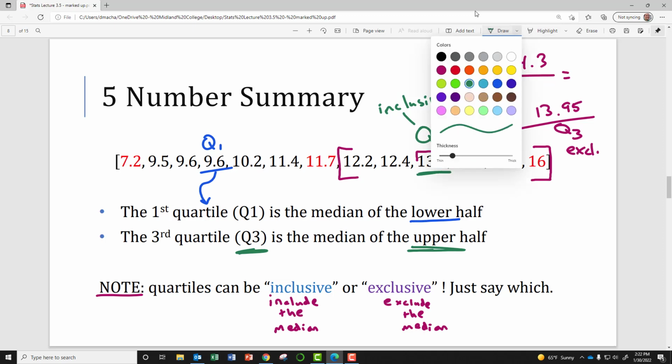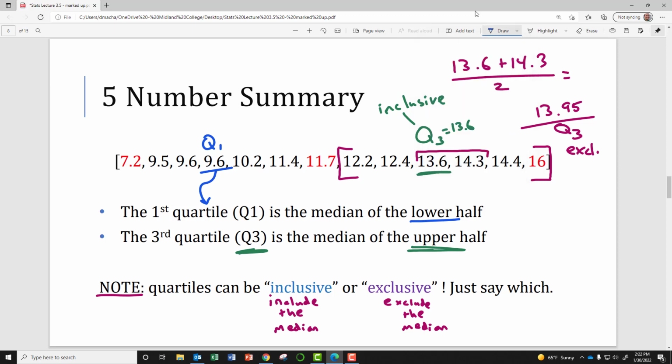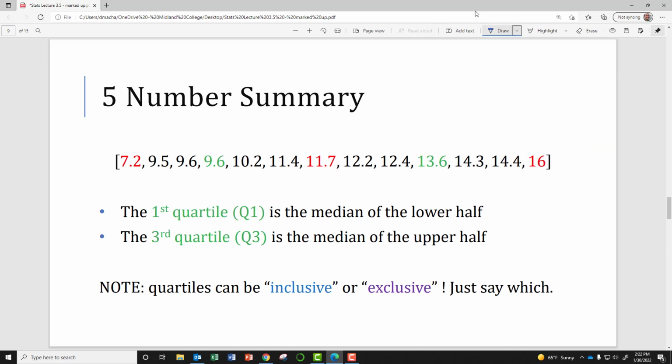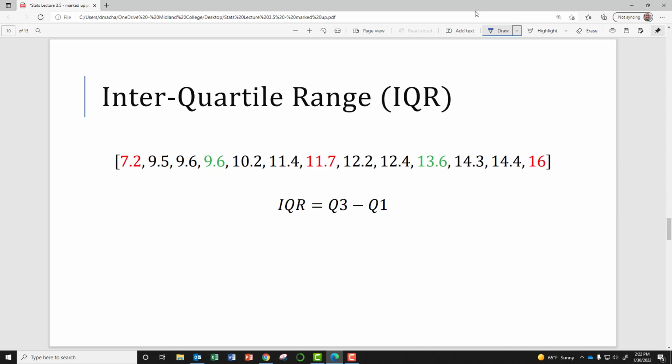Notice for the first quartile, whether it was inclusive or exclusive, the first quartile was bound to be 9.6 either way. And again, here where I've identified 9.6 and 13.6, that would have been inclusive.